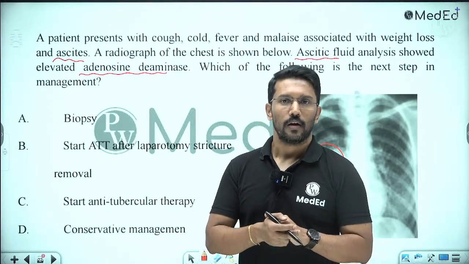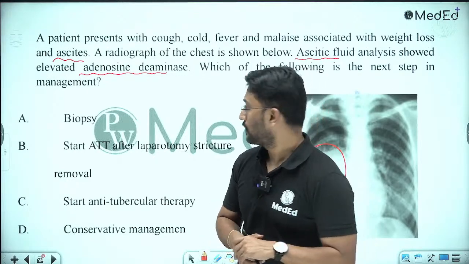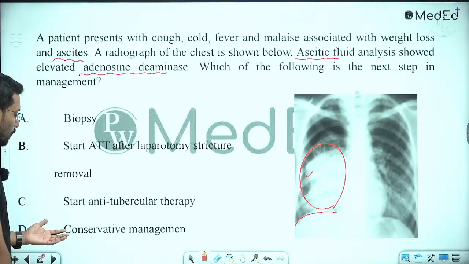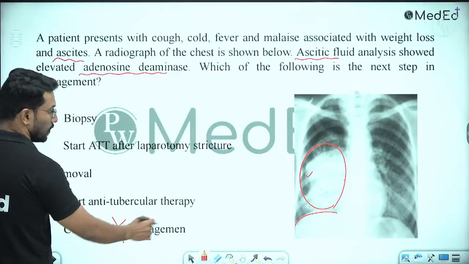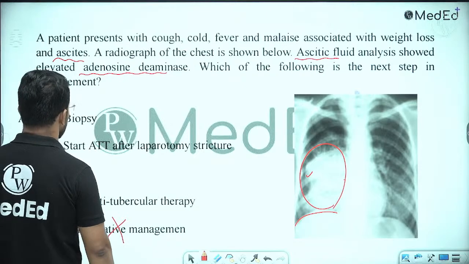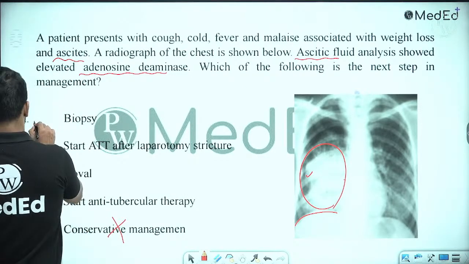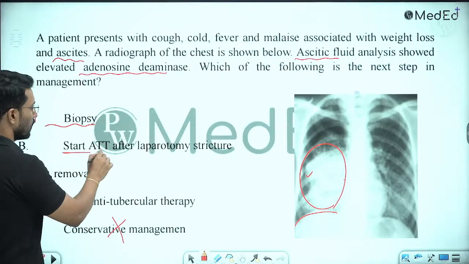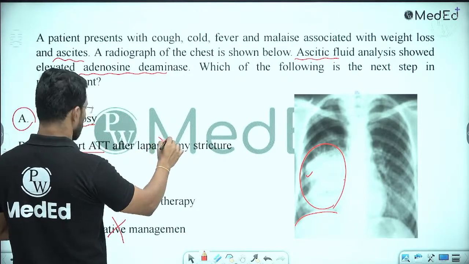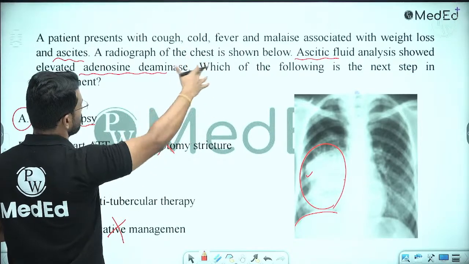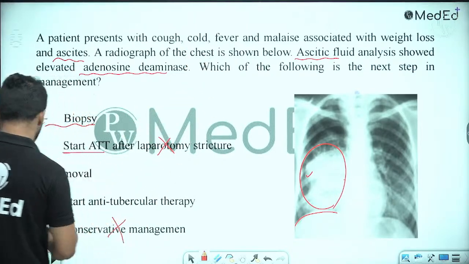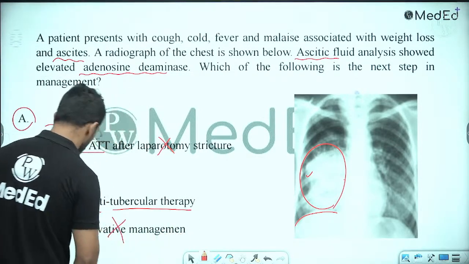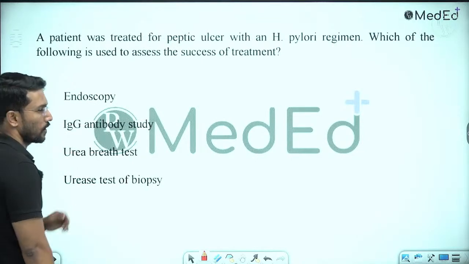Okay. Now, in the context of countries like India, if there is tuberculosis, we can start with the anti-tubercular therapy, right? There is no role of conservative management with such tubercular consolidation as well as ascites. Now, biopsy is also not indicated. Then start ATT after laparotomy, stricture removal. No, there is nothing suggestive of stricture from the question. So option C would be the straightforward answer of choice. Start anti-tubercular therapy. That's the answer for the question. Okay, now let's move to the next question.